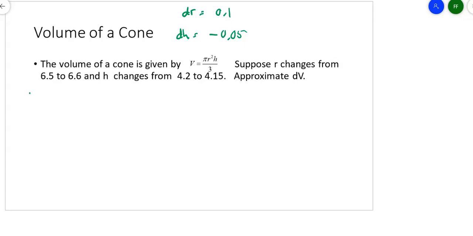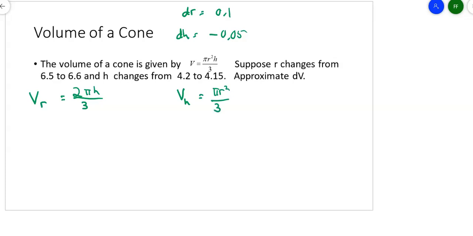Let's find the partial derivative of the function with respect to r. So let's treat h as a constant. The others are already constants. The 2 drops down in front, so I get 2 pi h over 3. The partial with respect to height is going to keep the pi r squared. Well, that's your constant. Height is to the first power, so I'll get a pi r squared over 3.